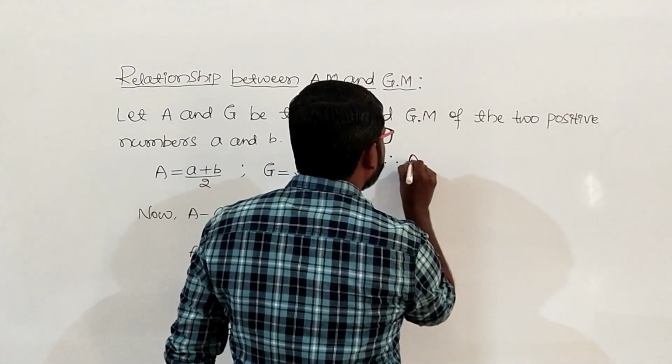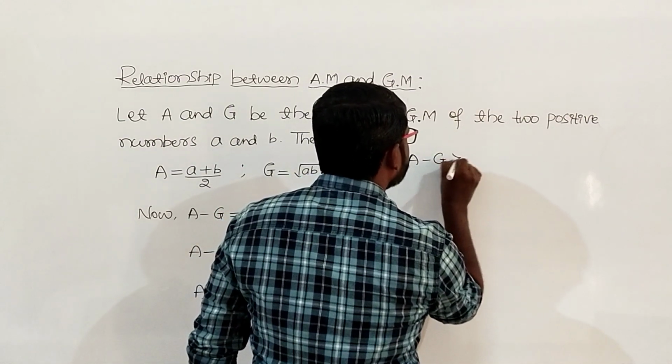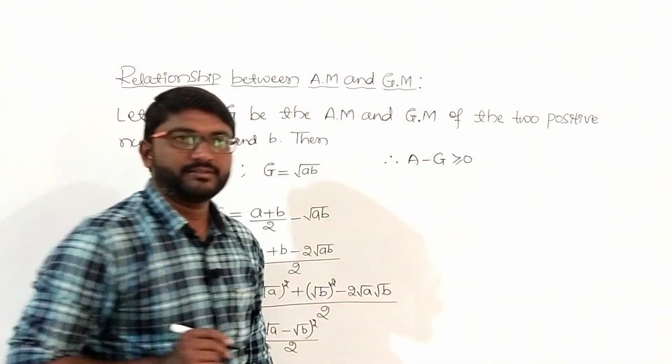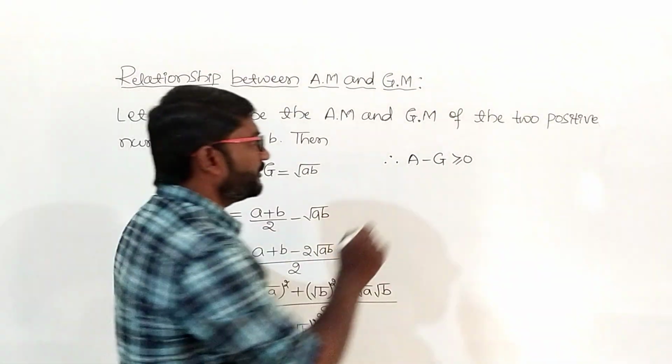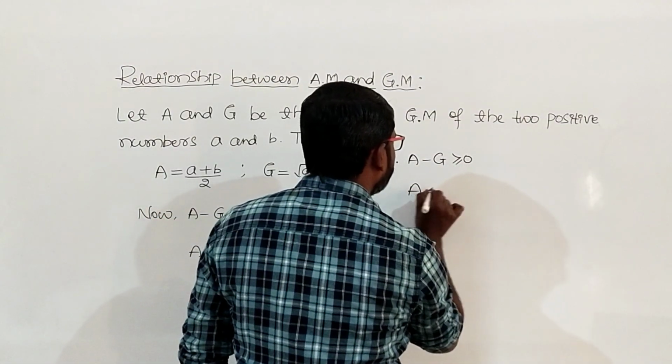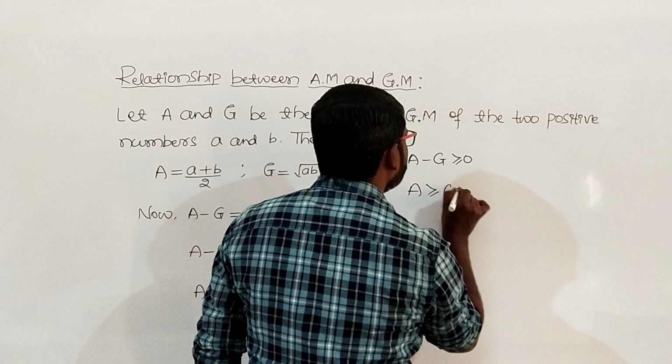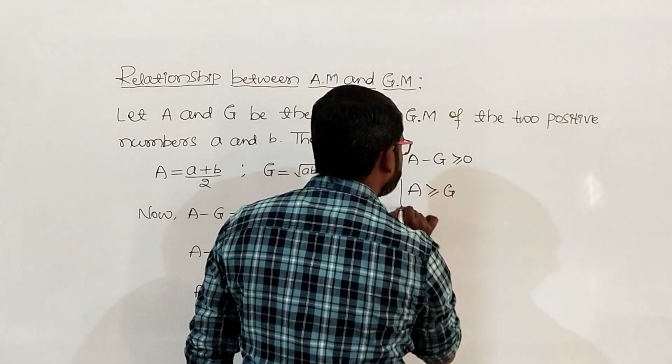Therefore A minus G is always greater than or equal to 0. Is that clear? Now take minus G to the RHS. Overall you get A greater than or equal to G. So what did you understand from this?